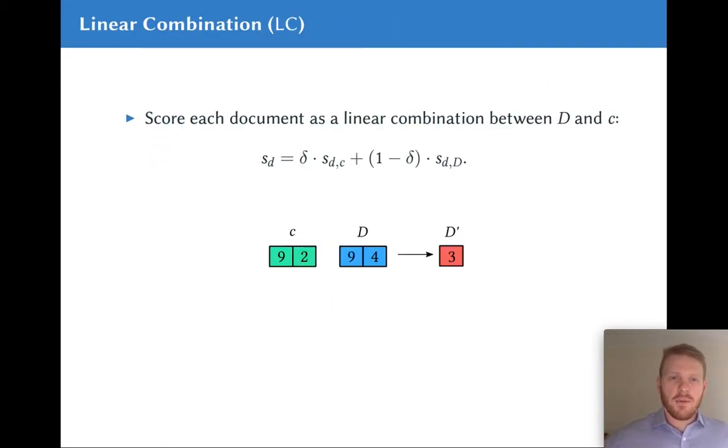The final approach we tried is just a simple linear combination over scores. Most people might have seen a linear combination before, but essentially we're just multiplying the score of the document in C by delta, and we're adding that to 1 minus delta times the score of the document in D, and that gives us a final score. And then at the end, we sort all of the documents by their final score, and that gives us a results list.